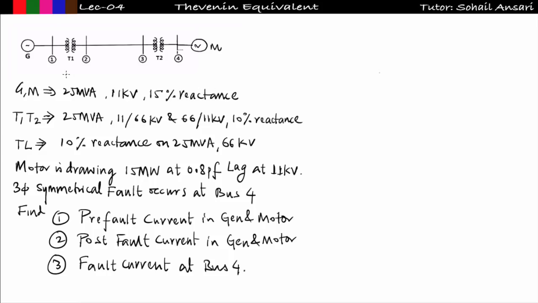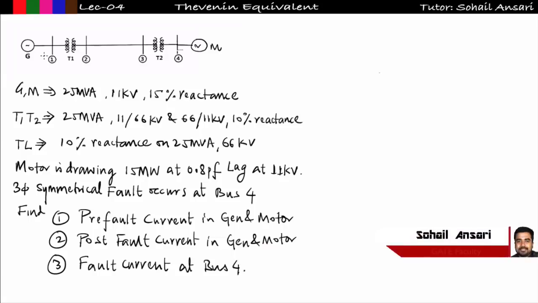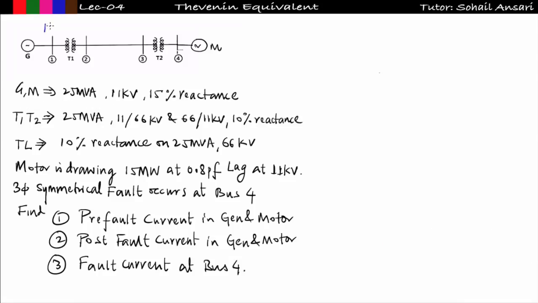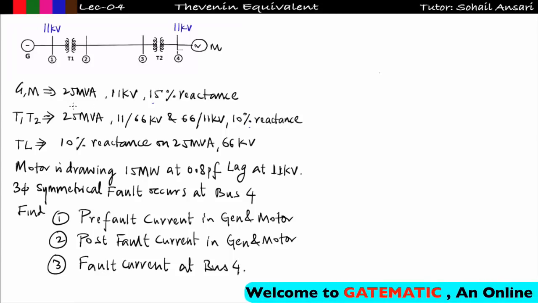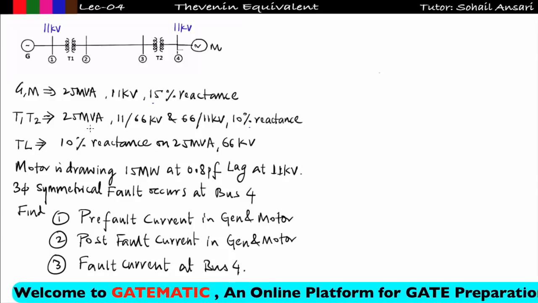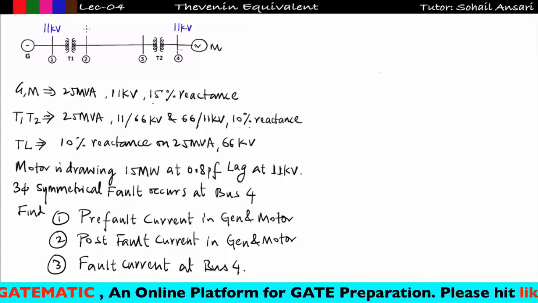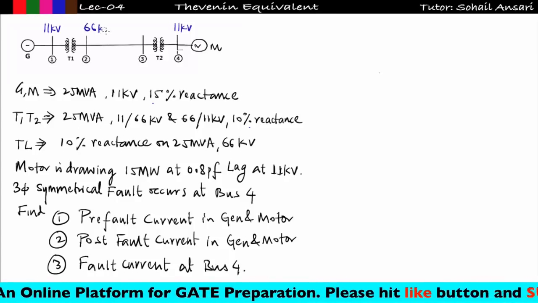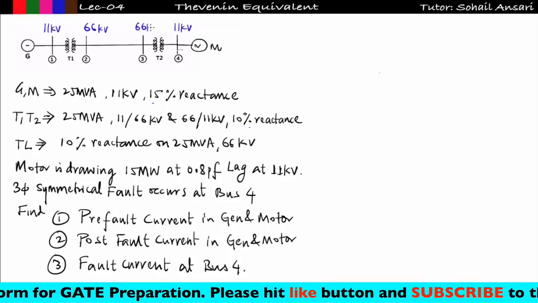See this question here, a single line diagram is drawn. Here the generator is connected to transformers T1 and T2, and a motor is connected. The rating of generator and motor are the same, that is 25 MVA at 11 kV. Means this is at 11 kV and this is at 11 kV. And the reactance of generator and motor is given, that is 15%, that is 0.15 per unit at 25 MVA base. Similarly for transformers T1 and T2, the rating is given as 25 MVA at 11 by 66 kV, means this will be 66 kV and this will also be 66 kV.